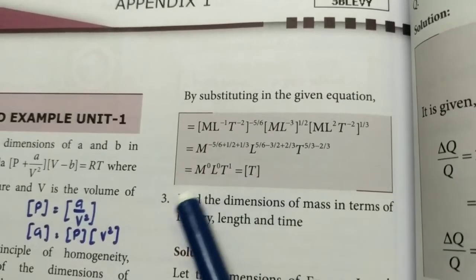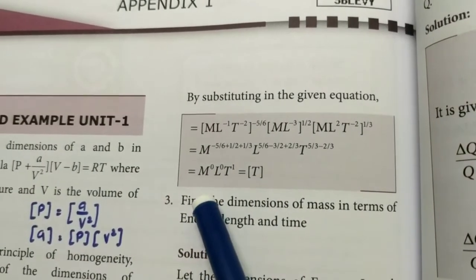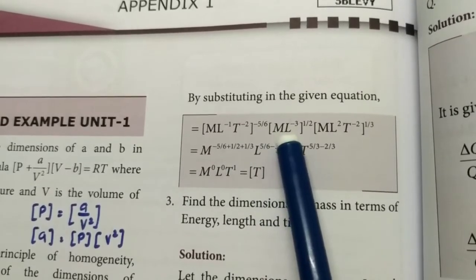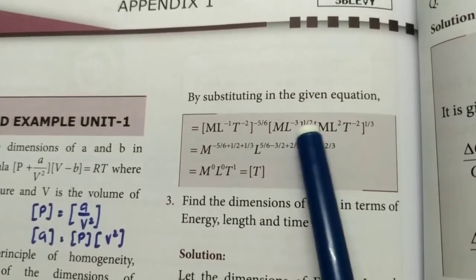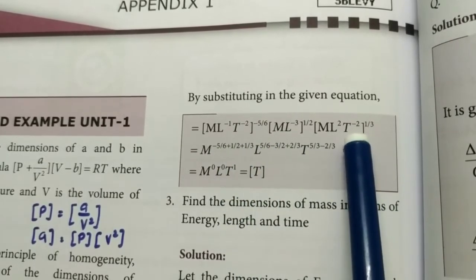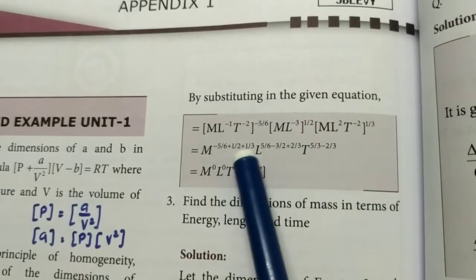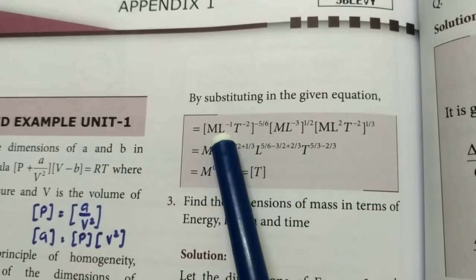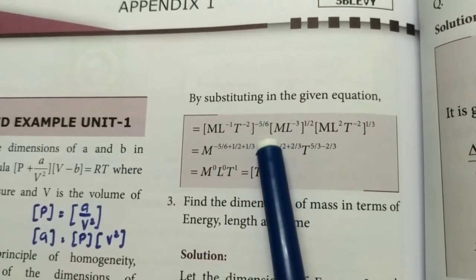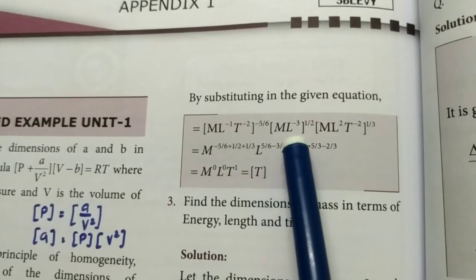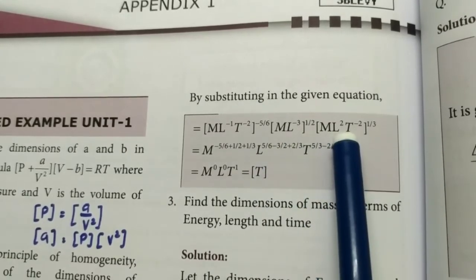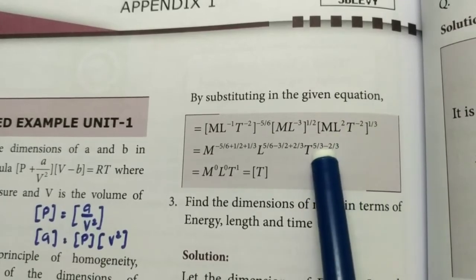Okay, that is M's power. Here we have power minus 5 by 6, next M power 1 by 2, so minus 5 by 6 plus 1 by 2, and the third term, M power 1 by 3, that is plus 1 by 3. L's power: here there is minus 1, so power minus 5 by 6 gives minus 1 into minus 5 by 6 is plus 5 by 6. Next term, L power minus 3 into 1 by 2, that is minus 3 by 2. Here L power 2 into 1 by 3, that is 2 by 3.